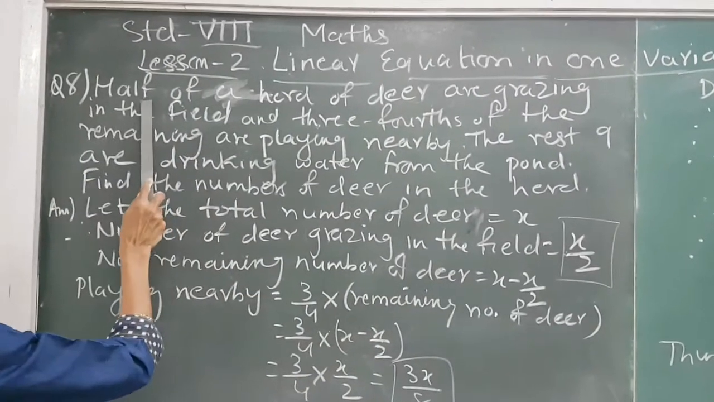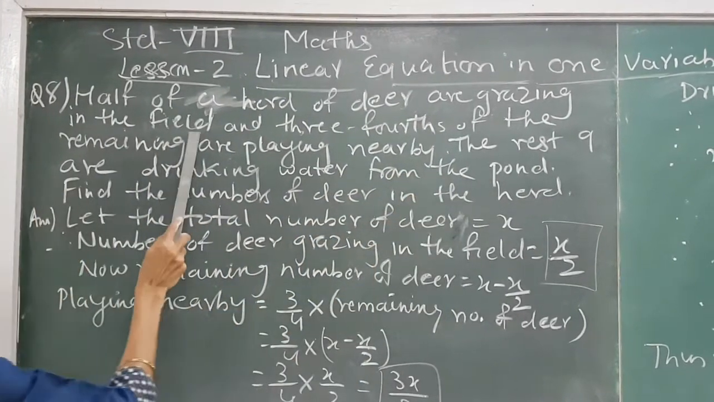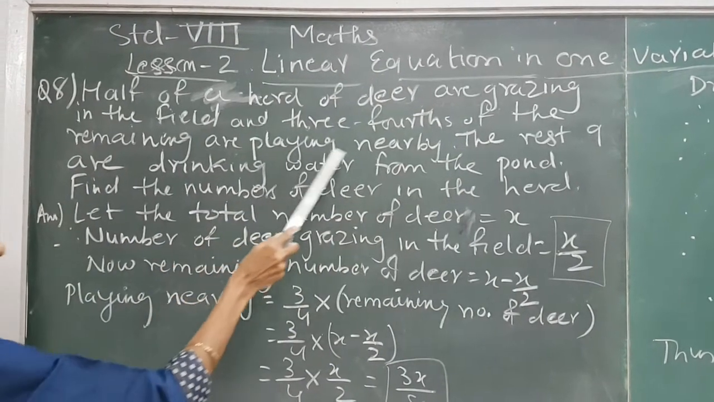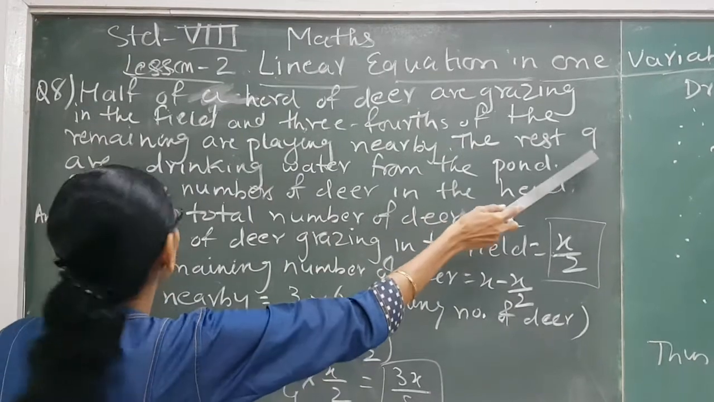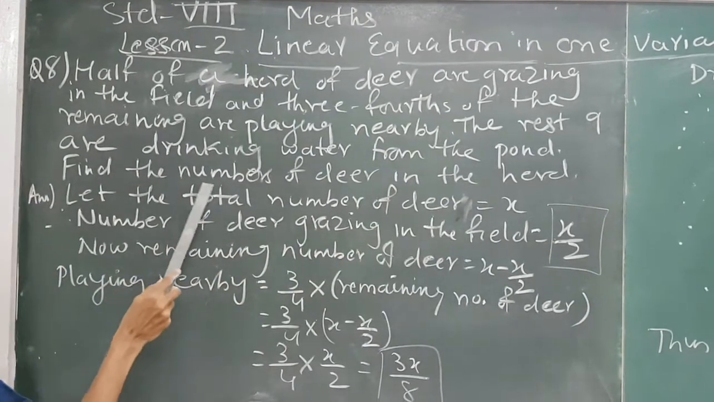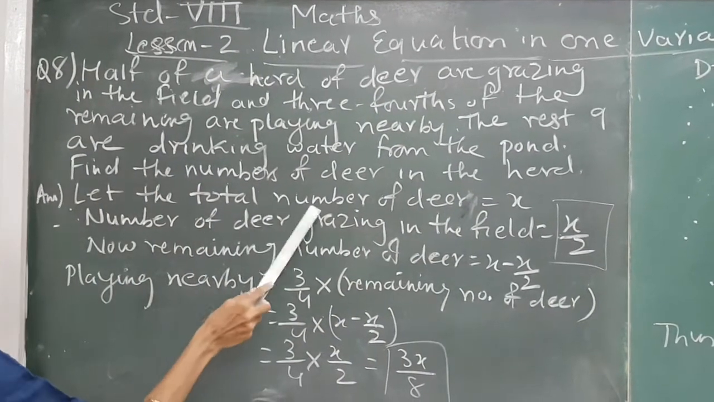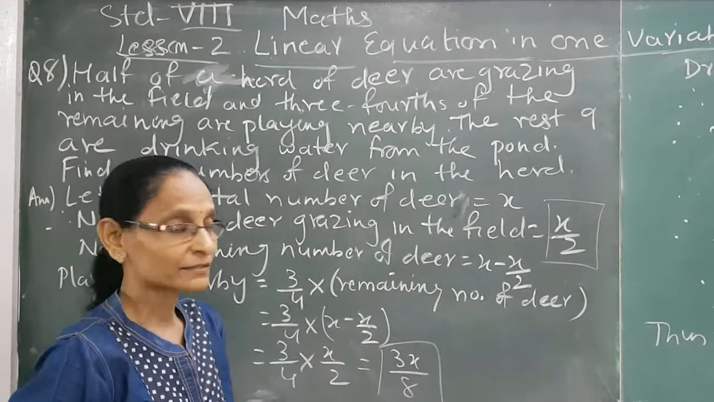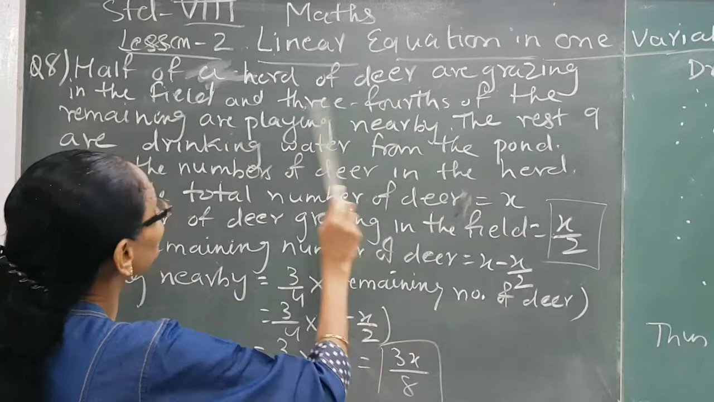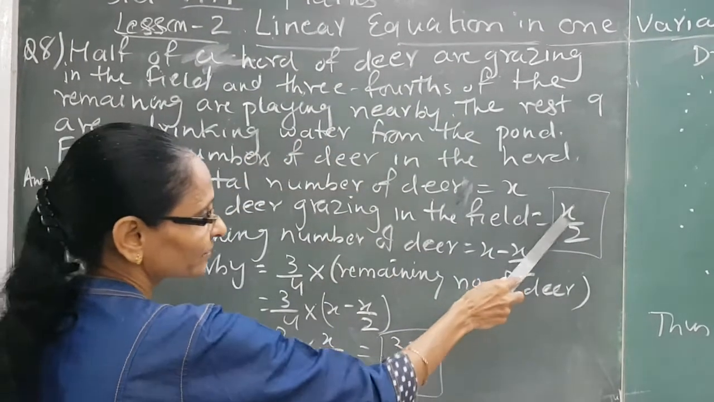Question number 8. Half of a herd of deer are grazing in the field and 3/4 of the remaining are playing nearby. The remaining 9 are drinking water from the pond. Find the number of deer in the herd. So let the total number of deer be x. Then the number of deer grazing in the field, it is given, is half of them. Half of them are grazing. So x upon 2.